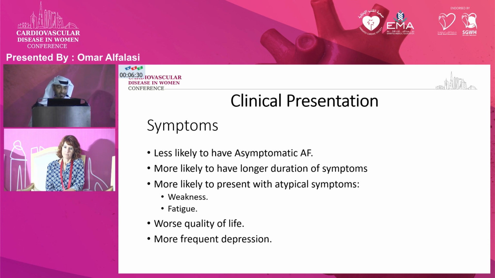Clinical presentation, symptoms. Females are less likely to have asymptomatic atrial fibrillation. Most of the time, females will have symptoms, and they will have a tendency to have a higher ventricular rate compared to males. They are more likely to have a longer duration of symptoms. Most of the time, females will present late, and it's based on the fact that they are more likely to have atypical symptoms. A lot of the time, females will present with weakness and fatigue, and are less likely to present with palpitation compared to males who have atrial fibrillation.